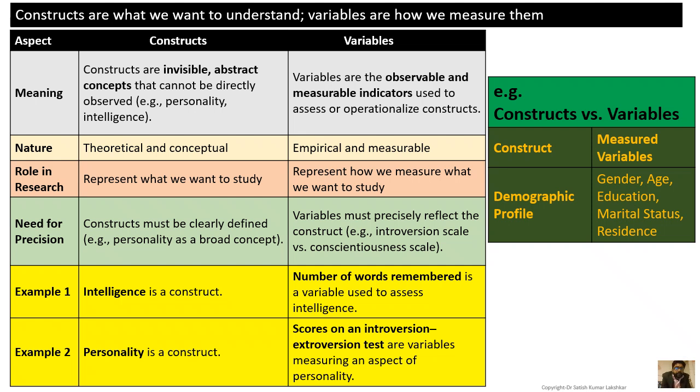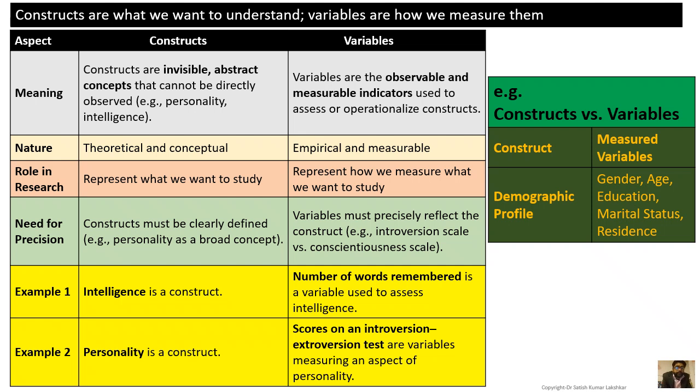Now if you look at the table on the left side of the screen, there are two examples also. Intelligence is a construct, and what about the variable? The number of words remembered is a variable used to assess intelligence. Again, intelligence is a broader term, a construct, and it is defined by the number of words remembered. So there could be different characteristics that define a construct; different variables define a construct.